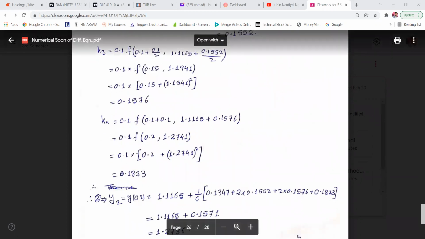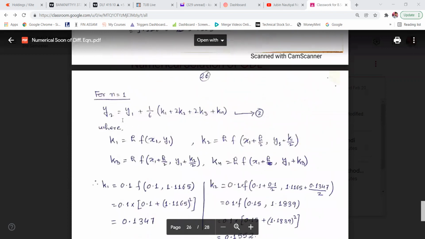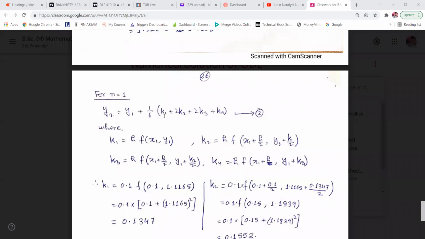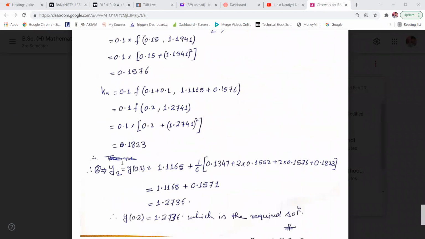And after calculating all this, you put here in this equation 2, that is y2 equal to y1 plus 1 upon 6, this one. You substitute here, you simplify, you will get the second approximation. And that is what? The second approximation will give us the value of y at 0.2. Because the first will give us the value of y at 0.1.